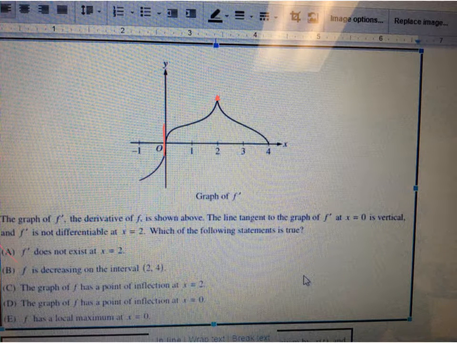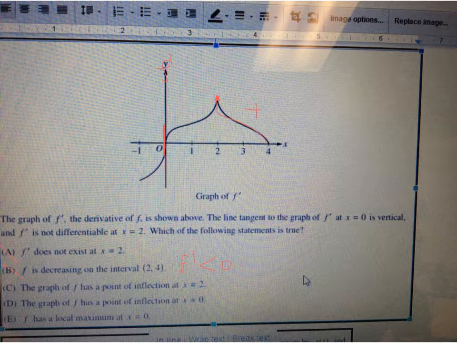F is decreasing on the interval from 2 to 4. If f is decreasing on an interval, then f prime is less than 0 on that interval. So let's take a look at from 2 to 4. From 2 to 4, f prime, which is these y values right here, because this is the graph of f prime, those are positive. So f is not decreasing on that interval.